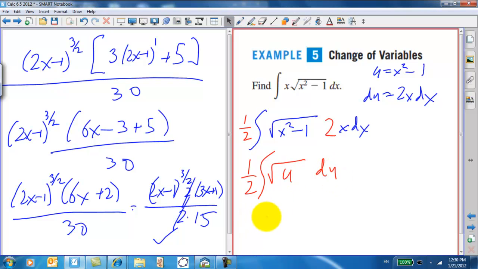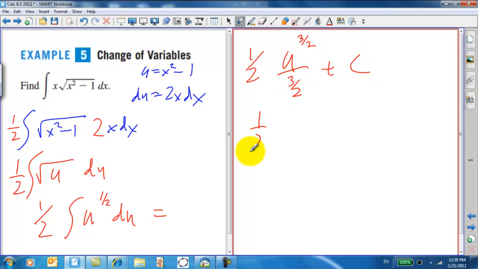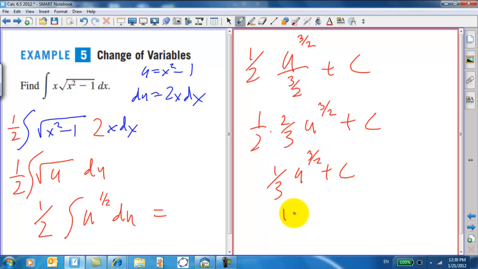So that's 1/2 integral of u to the 1/2 du. And so that's 1/2 u to the 3 halves over 3 halves plus the constant. 1/2 times 2/3 u to the 3 halves plus the constant. So 1/3 u to the 3 halves plus the constant. And now let's put in our original u, which is x squared minus 1.